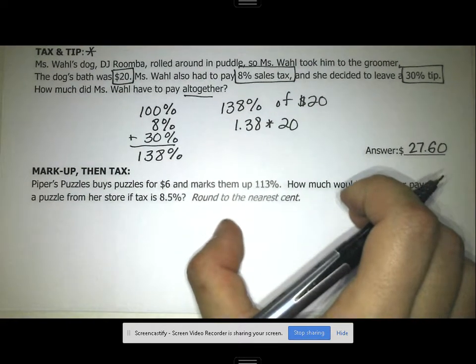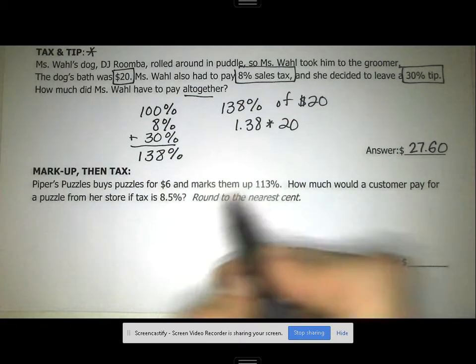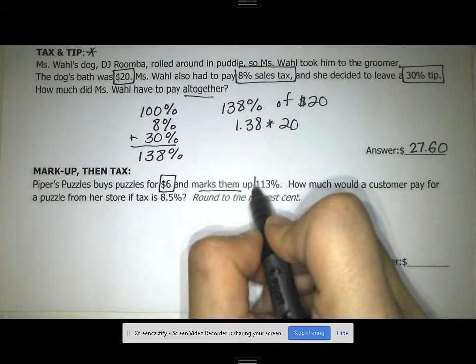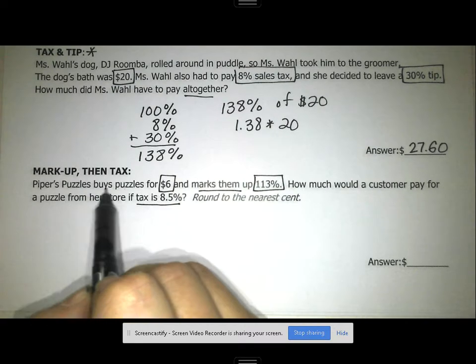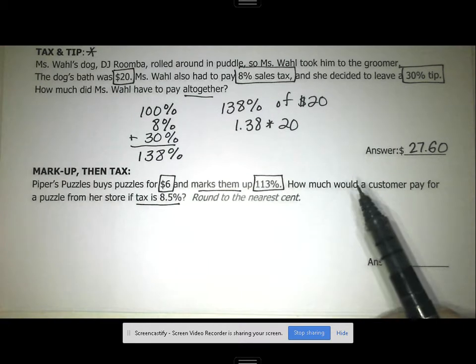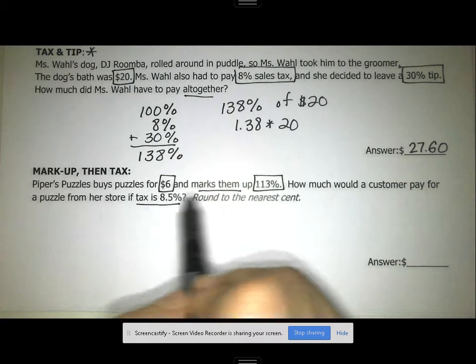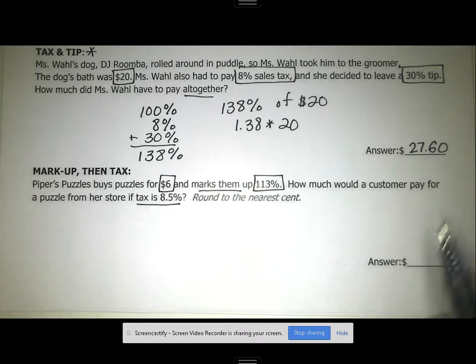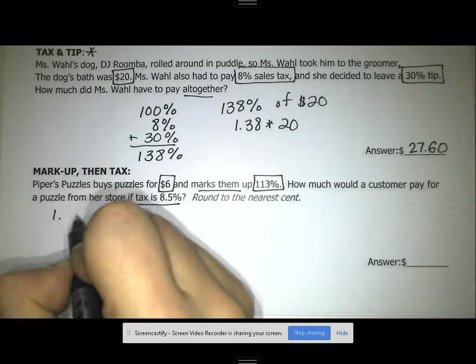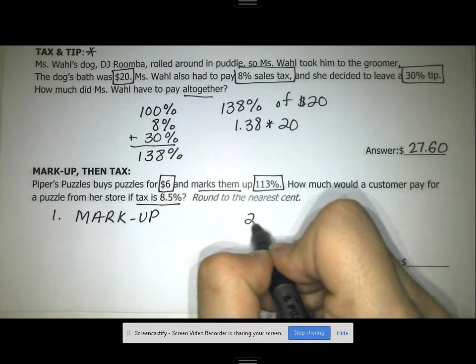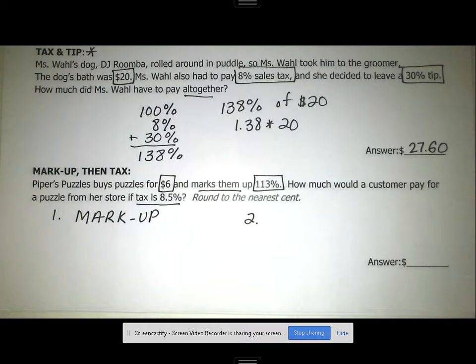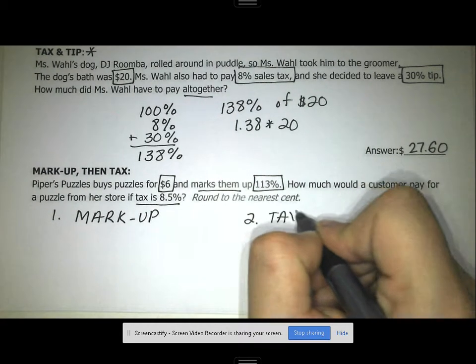All right, last one. Markup, then tax. Piper's Puzzles buy puzzles for $6 and marks them up 113%. How much would a customer pay for a puzzle from her store if the tax is 8.5%, round to the nearest cent? Okay, so let's take this step by step. Piper's Puzzles buy puzzles for $6 and then marks them up 113%. Then the customer comes in, they see the marked up price, and then they're charged tax. So when there's a markup then tax, you have to do two steps. You have to find the marked up price, and then you have to use that marked up price, because that's the price customers see, to calculate the tax that customers pay.